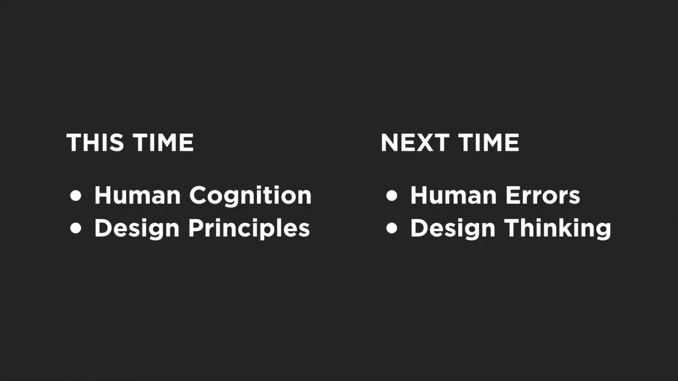We covered some of the important design principles based on how human cognition works. That was almost half of the book. Next time, I'll cover the rest and introduce various types of human errors and theories and applications of design thinking.